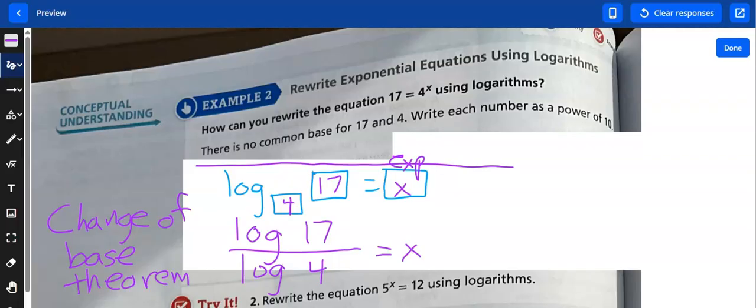Change of base says we can pick any base we want. What base did we pick? 10. We chose base 10 because our calculator can handle it. And so now you should be grabbing a calculator, like some people in the front row. Nice job. And actually dividing it out to find the weird decimal, because it's not obvious.